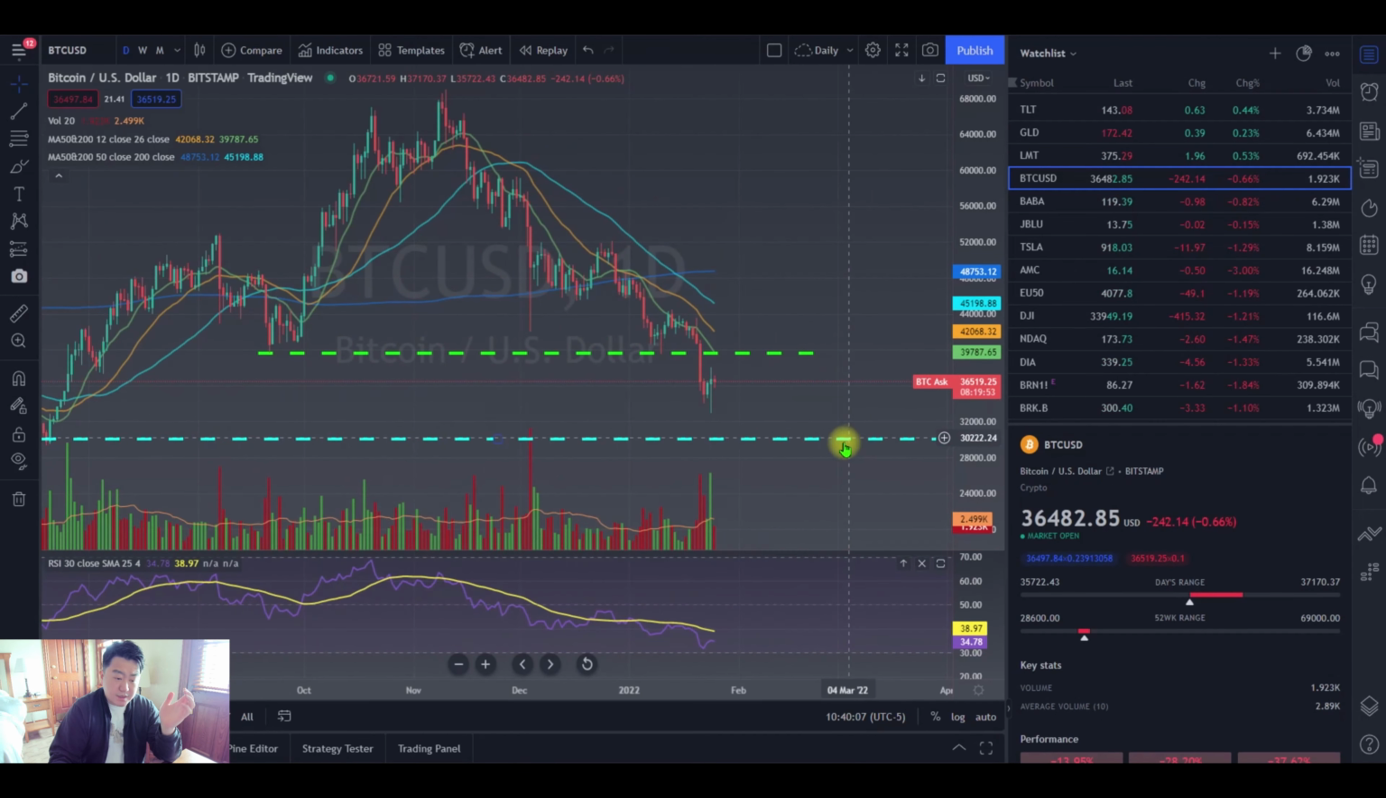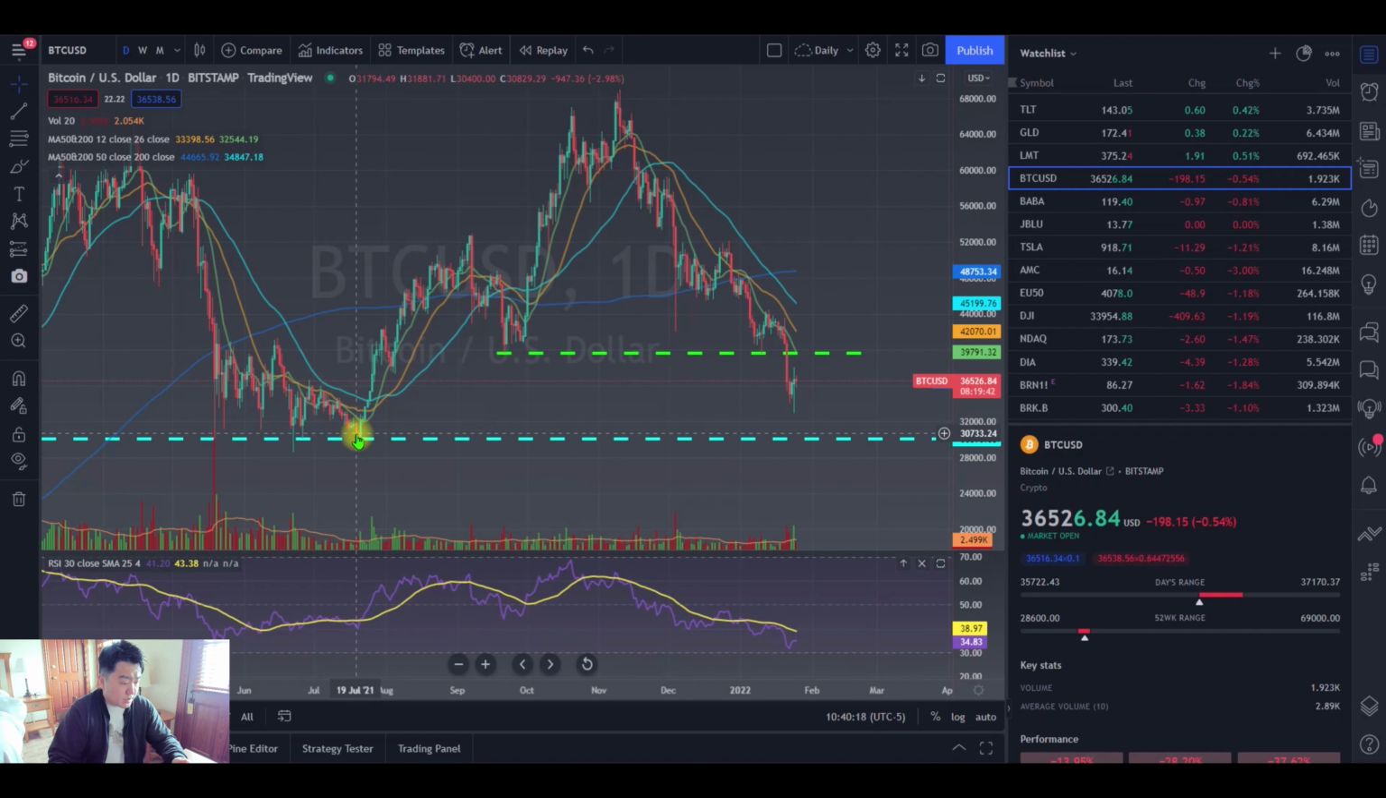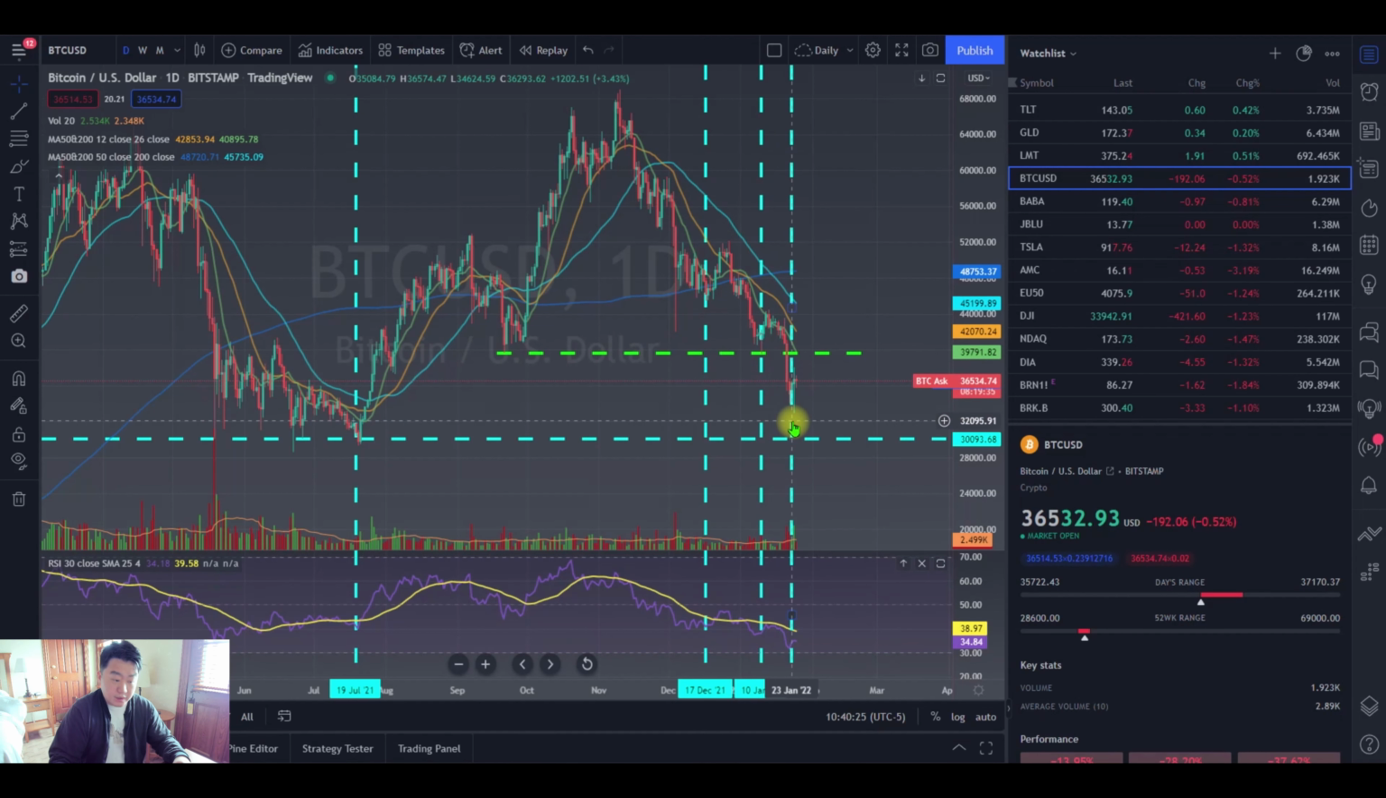Next thing on my list is Bitcoin. We're of course adding on the way down, right? I'm not going to let this price go. I think this is a great price for Bitcoin. First buy is all the way on this day. Let's put a vertical line. And then I add on this day, I add again on this day, and I add again on this day.